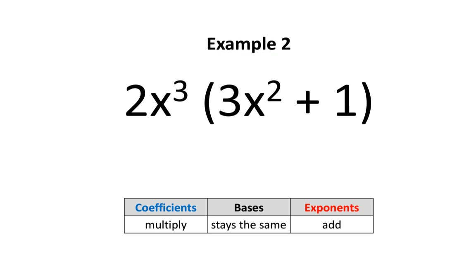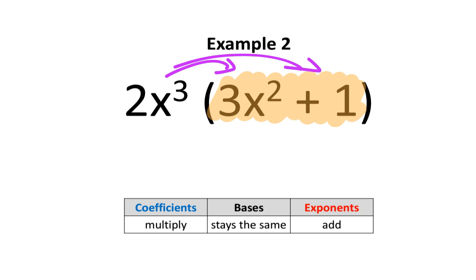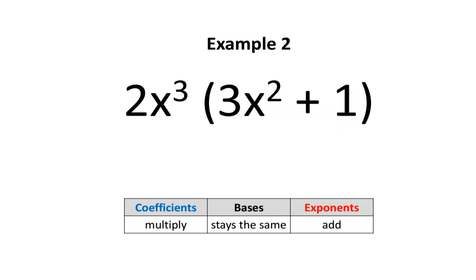In our second example, again, I want you to think of everything inside the brackets as items within our grocery bag. The term in front of our brackets is 2x to the power of 3. That means everything inside the brackets is going to get multiplied by that term. I'm going to start by multiplying these two terms first. When multiplying terms, you'll be using the product rule.